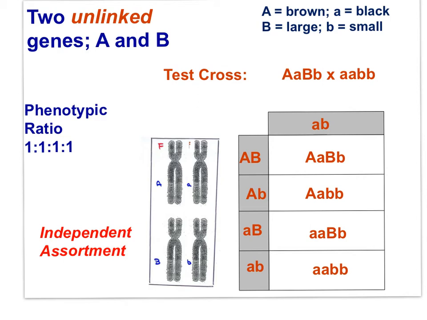In this case, we know all the alleles of this individual. It's a dihybrid, 2 genes, both heterozygous. And this individual is the homozygous recessive, and by crossing with the homozygous recessive, we have a test cross.